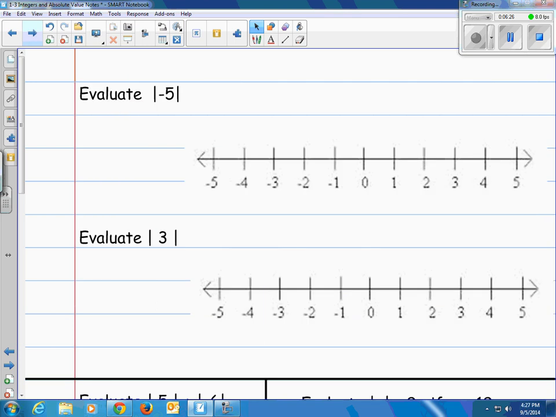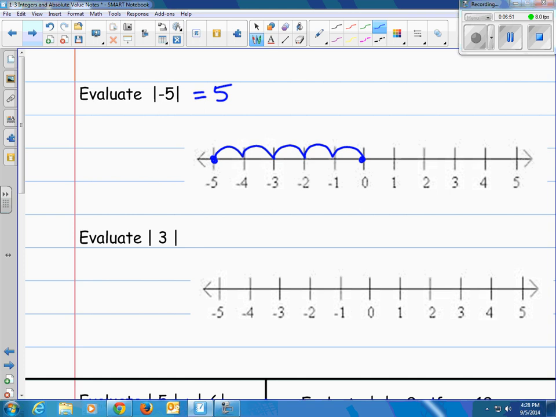So let's try one. Let's evaluate the absolute value of -5. How far away is -5 from zero? Well, let's take a look. Here's where -5 is, and here's where 0 is. How far away is it? 1, 2, 3, 4, 5. That is the answer. How about the second one?